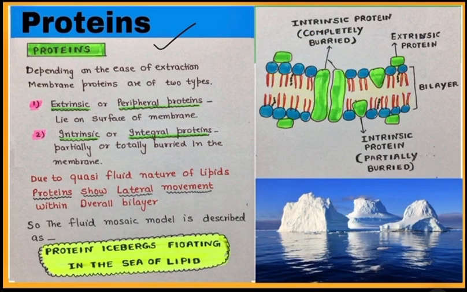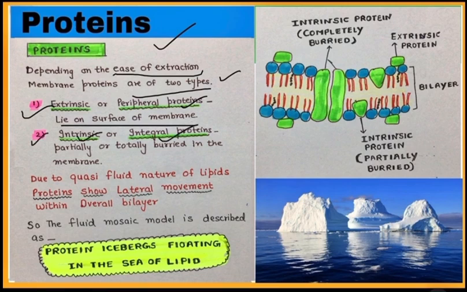Third component of the plasma membrane is protein. Depending on the ease of extraction, or you can say how easily they can be separated or extracted from the membrane, there are two types of proteins. First is extrinsic or peripheral proteins which lie on the surface of the membrane. Second is intrinsic or integral proteins which are partially or totally buried in the membrane.